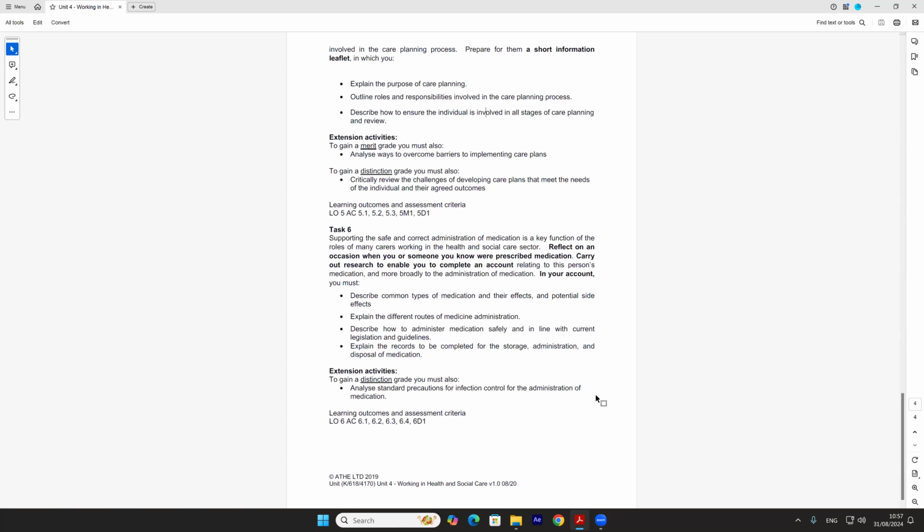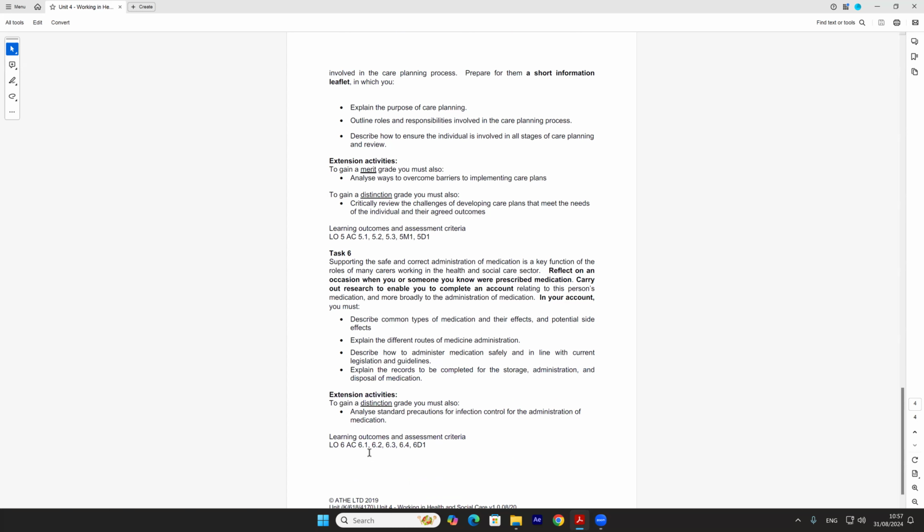So again, for the learning outcome and the assessment criteria, in this one, after we finish the 5D1, we will go for the 6.1, 6.2, 6.3, 6.4, and in the last, for 6D1, the distinction criteria.